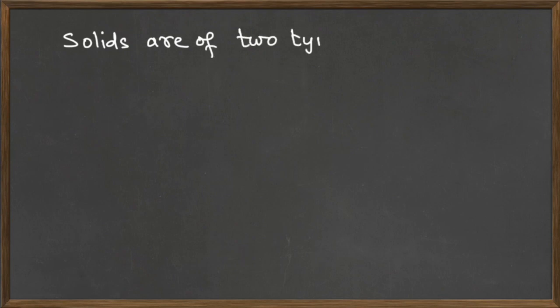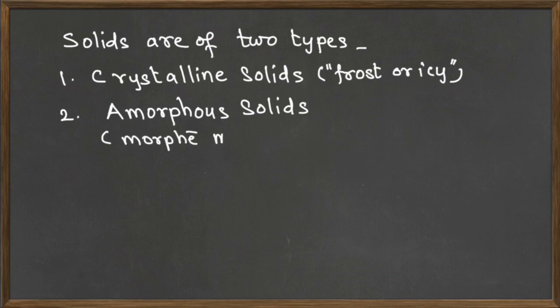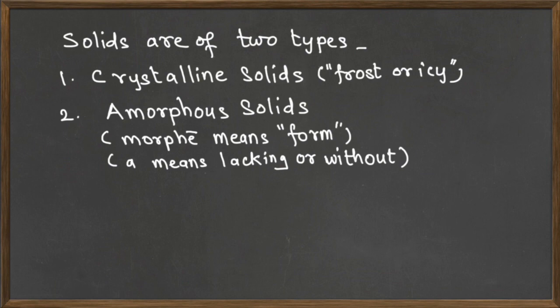Okay, then there are two types of solids. The first one is crystalline solid and another is amorphous solid. Now crystalline, in that crystal means frost or icy. Amorphous is made up of two parts, morphe and a. Morphe means a form, shape. A means lacking or without. So amorph means without shape. So amorphous solids don't have any shape.